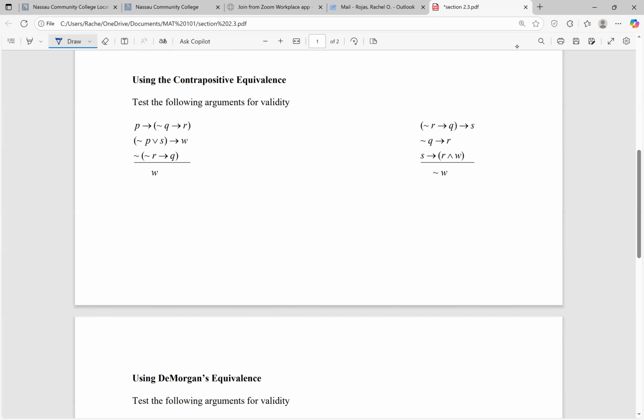There's going to be times when we could use the contrapositive equivalence. And we learned that in chapter 1. And let's just remind ourselves of the contrapositive, right? So if I have a conditional statement, P implies Q, that's equivalent to not Q implies not P. So let's keep this one in mind and let's look at this first argument.